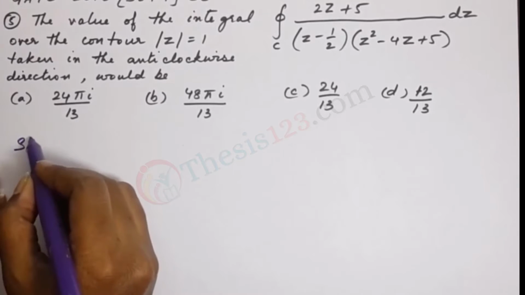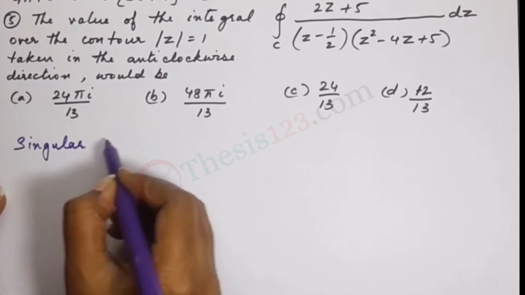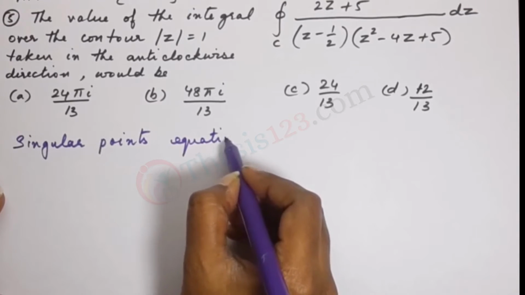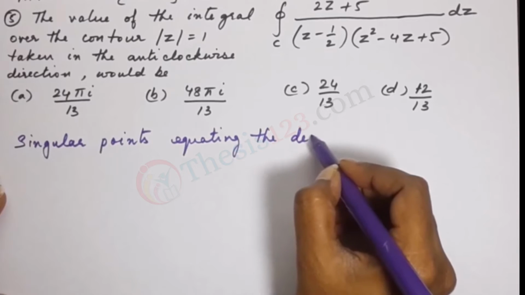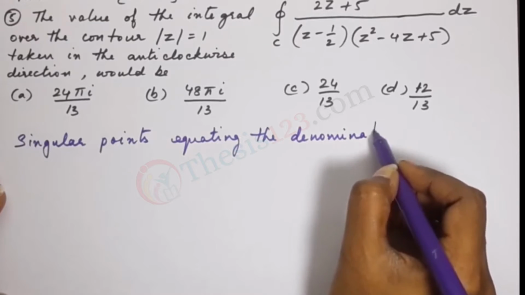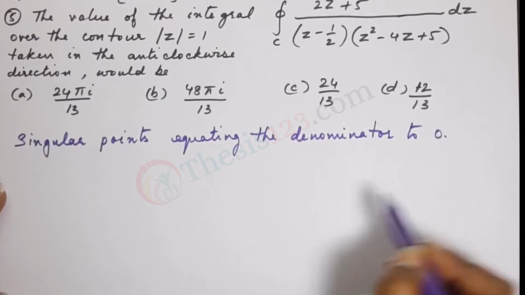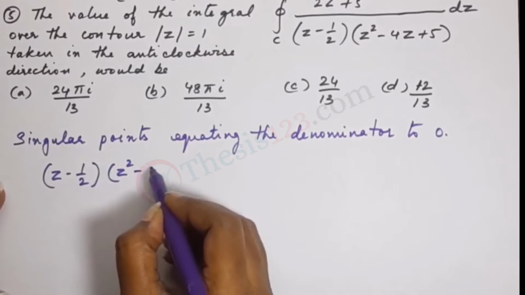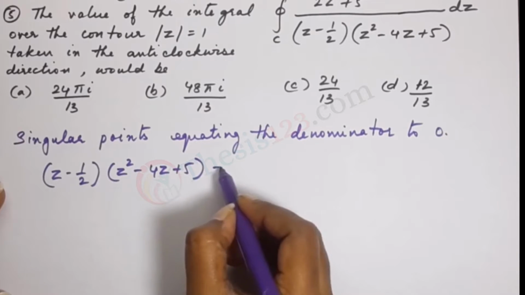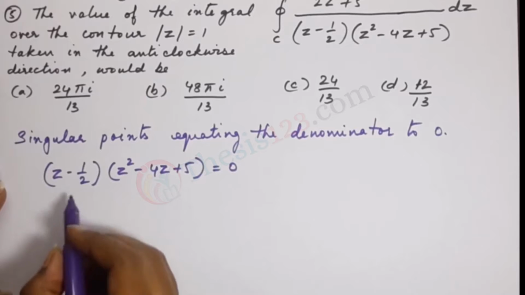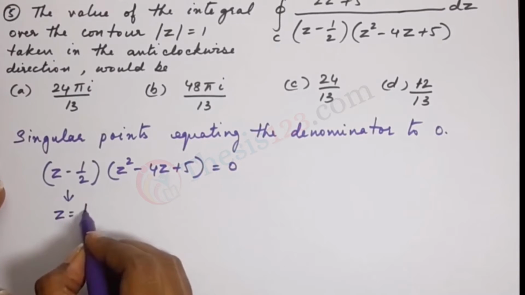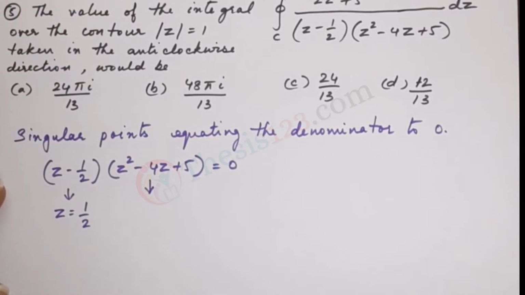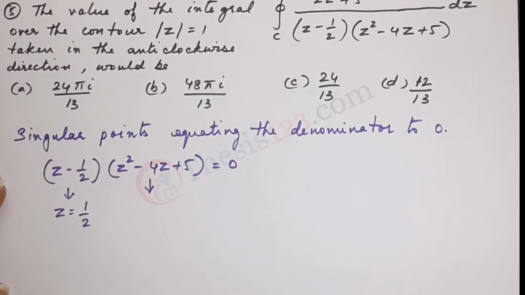So we find the singular points by equating the denominator to 0. So let's do that. (z minus 1 by 2) times (z square minus 4z plus 5) is equal to 0. Now with this we immediately get the first root, z is equal to 1 by 2. So this is the first singular point. Now we will have two more points from the second bracket, z square minus 4z plus 5.